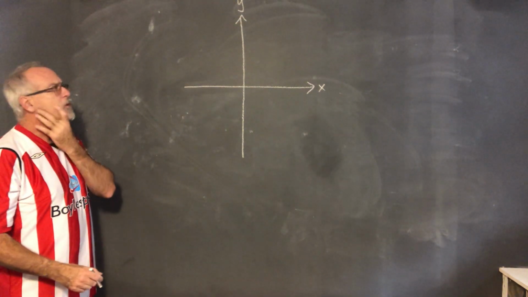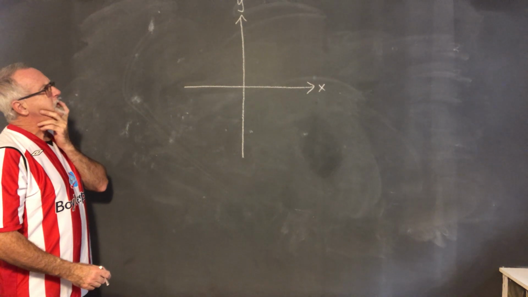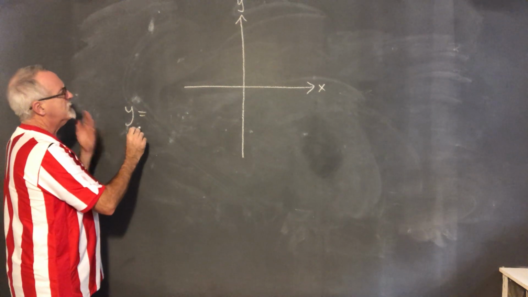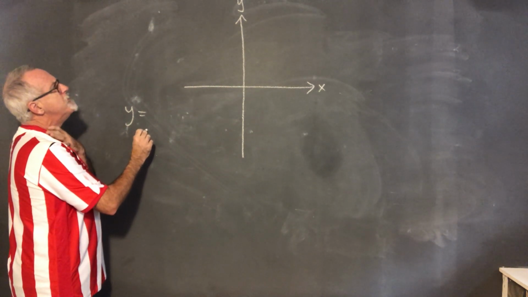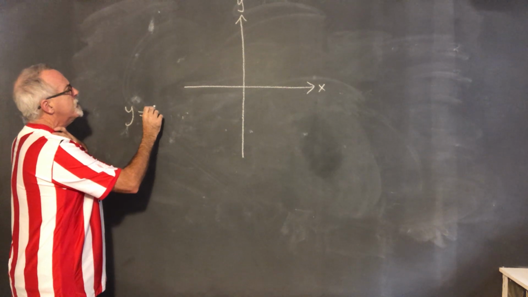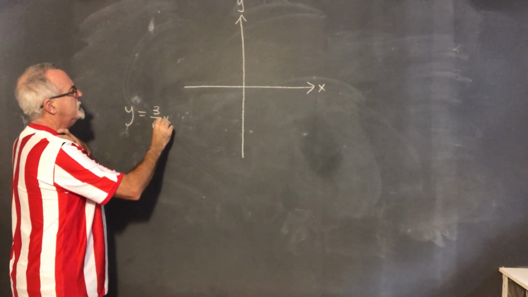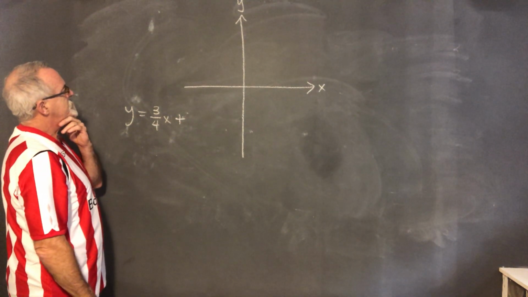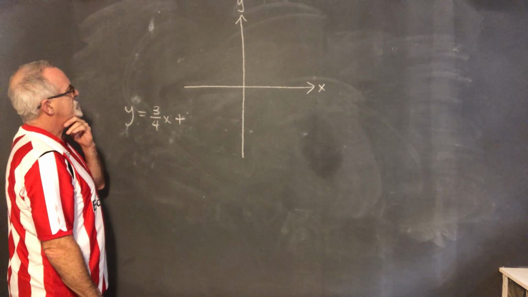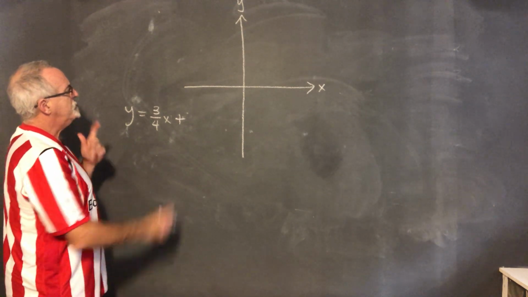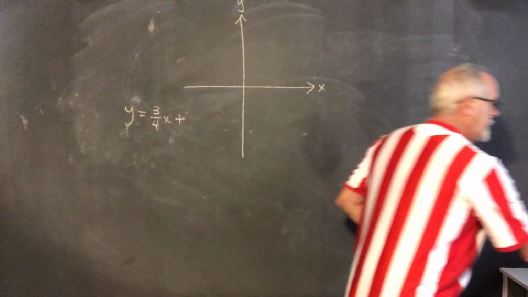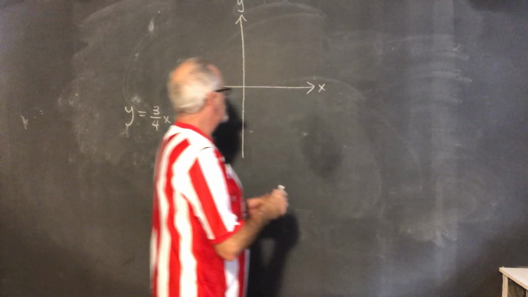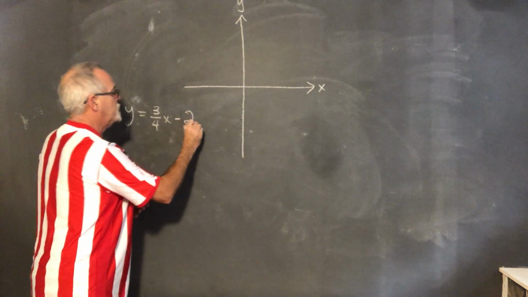Let's do another equation, but I'm going to do it differently. How about y equals 3/4 x plus... I'm not going to put a plus. I'm going to put a negative y-intercept this time. So I'll put y equals minus 3/4 x minus 2.